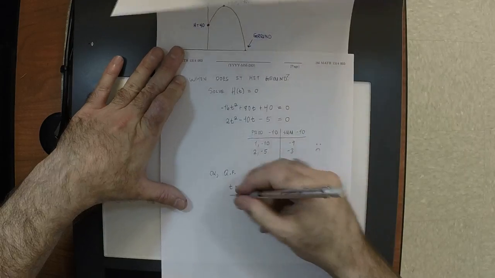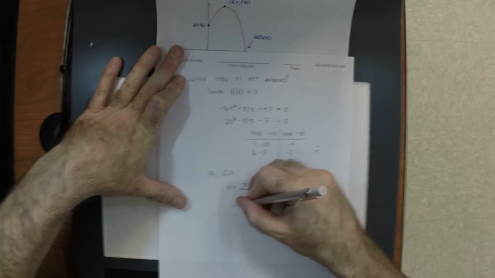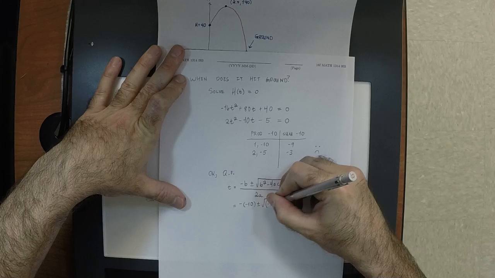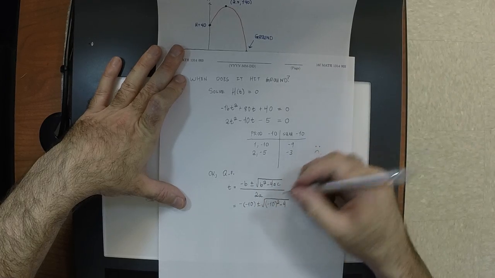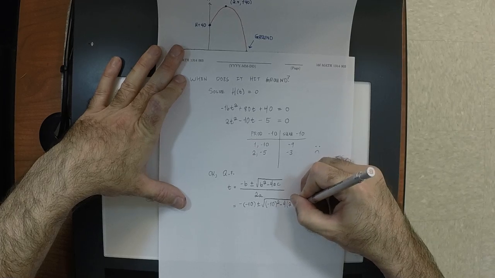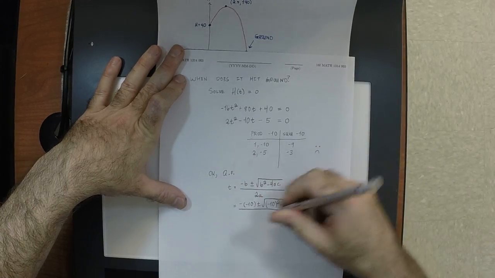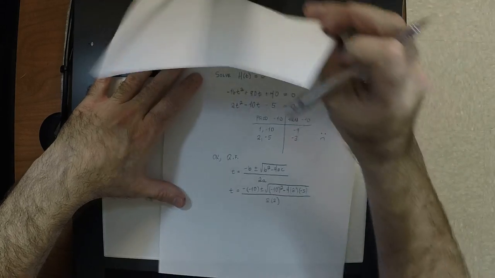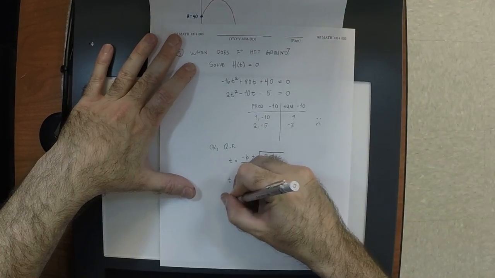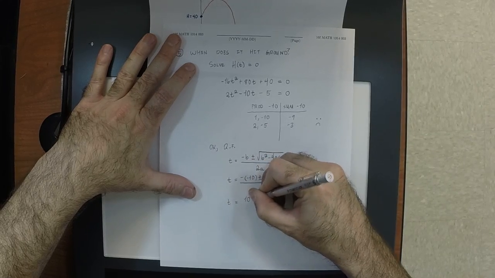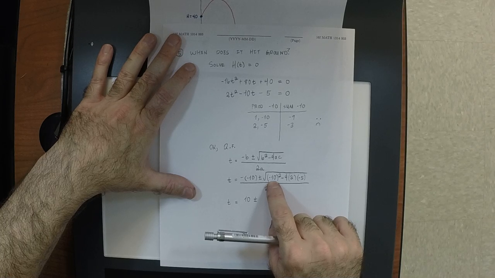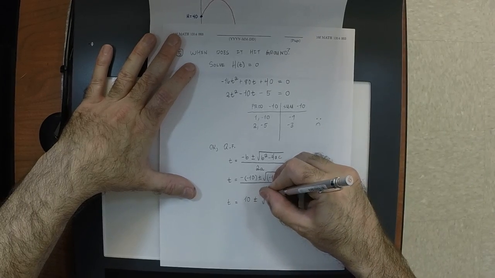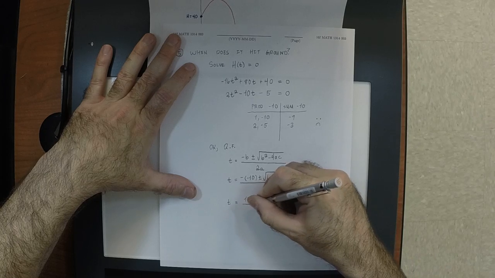Okay, so now we have to do this. So then this would be negative 10 plus or minus the square root of negative 10 squared minus 4 times 2 times negative 5, and then divide this by 2 times 2. And then carrying out that arithmetic, t is equal to 10 plus or minus, and then negative 10 squared, well, that's 100, and then I can see that I'm going to be doing addition here, so 4 times 2 is 8 times 5 is 40, so that would be square root 140, and then divide by 4.